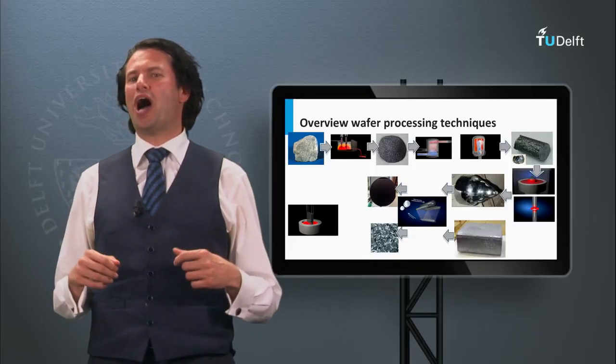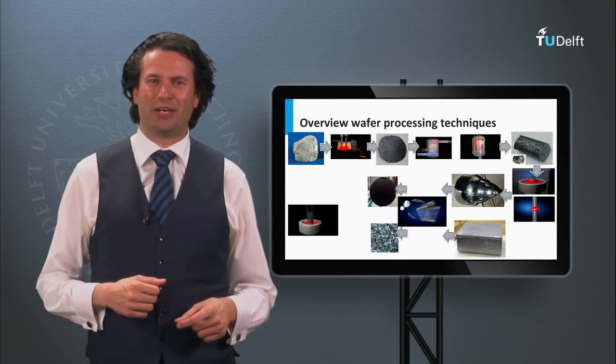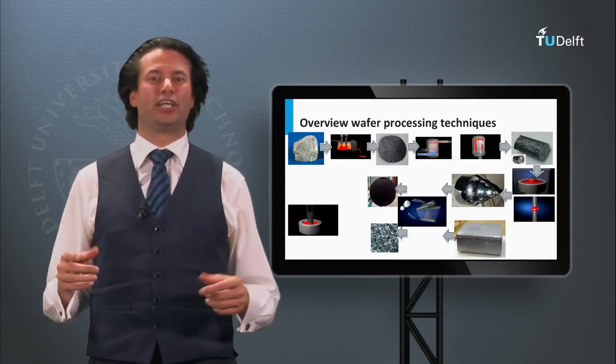Now we know how we make the wafers. Let's make solar cells out of them. We will discuss the design rules in the next block.